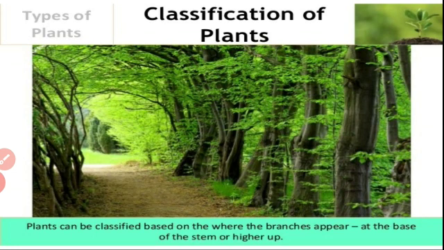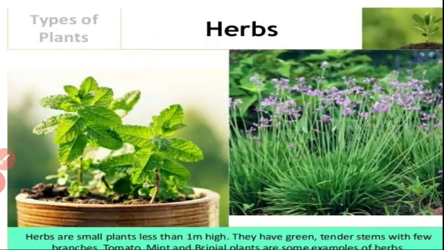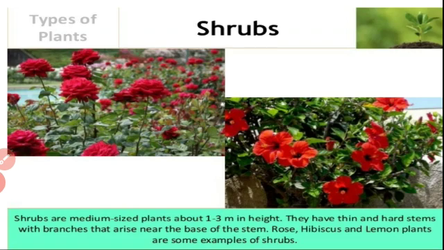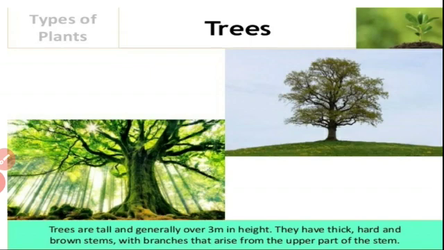Classification of plants. The first one is herbs. Herbs are small plants less than 1 meter. They have green tender stems with few branches. Examples of herbs are tomato, mint, tulsi. Shall we go for the next one? Shrubs. Shrubs are medium-sized plants about 1 to 3 meters in height. They have thin and hard stems with branches. Examples of this are rose, hibiscus and lemon.